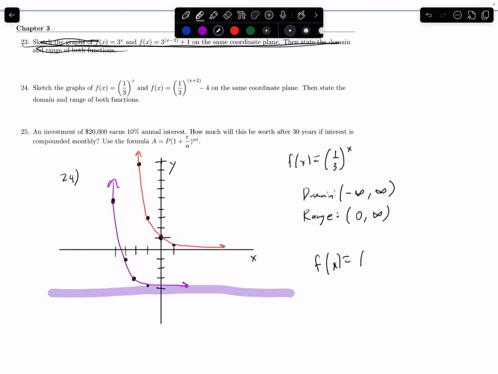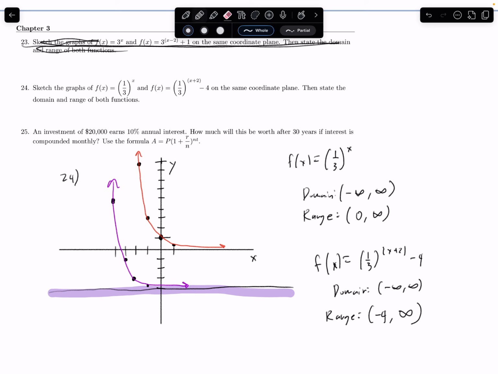And then 1/3 to the x plus 2, minus 4. Again, the domain is unchanged. But the range should be down by 4. So it's going to go this time down towards -4, up towards infinity. -4 not included because you never quite hit that line. Okay.